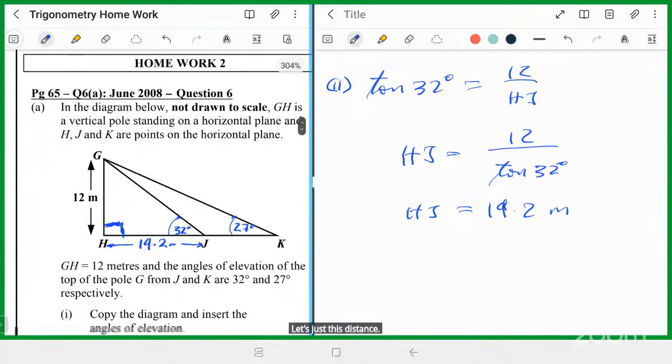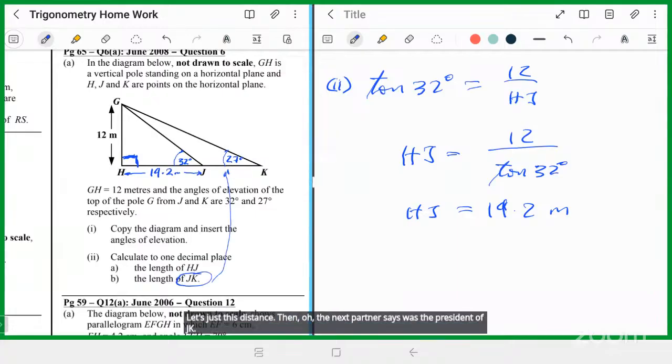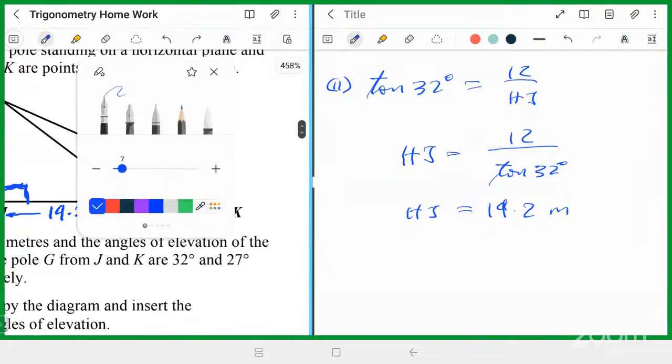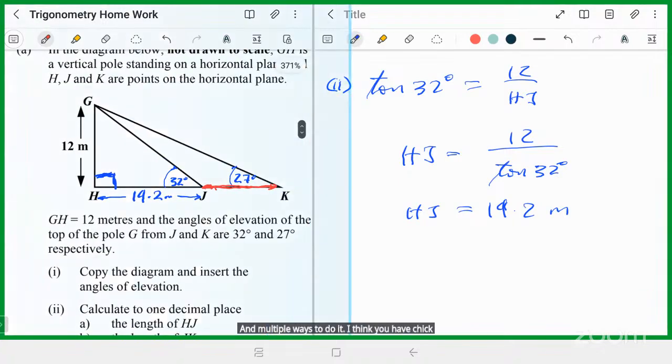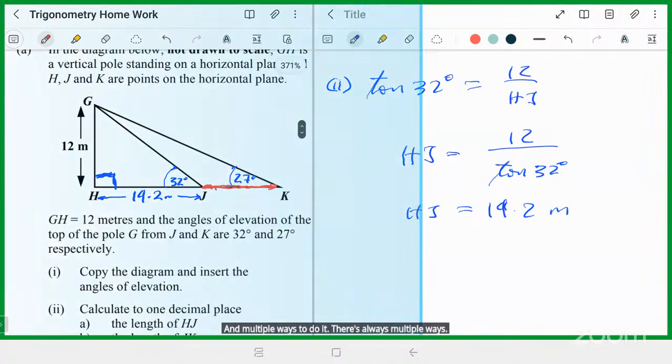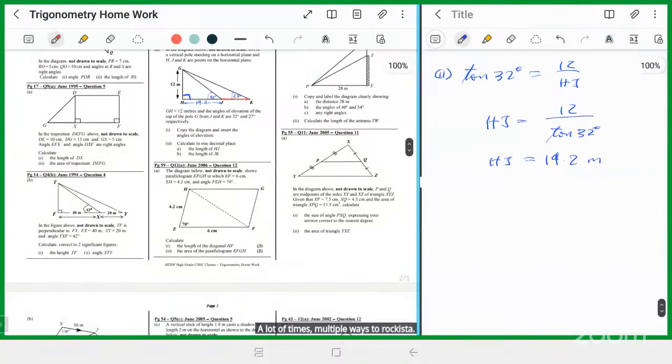Now the next part says let's calculate the length of JK, which is this little short piece right here. They want us to find this length, J to K. And there are multiple ways to do it. That's the nature of trigonometry. There are always multiple ways to do a question.